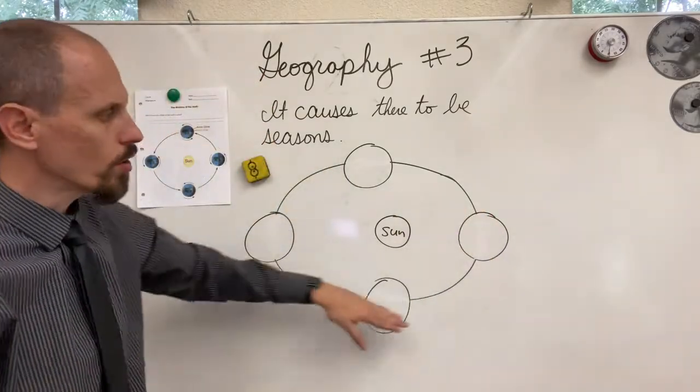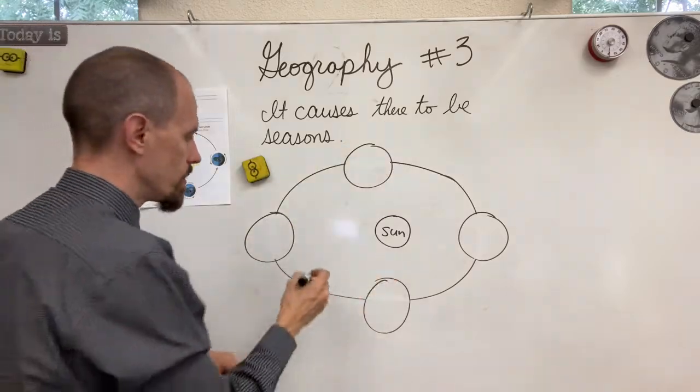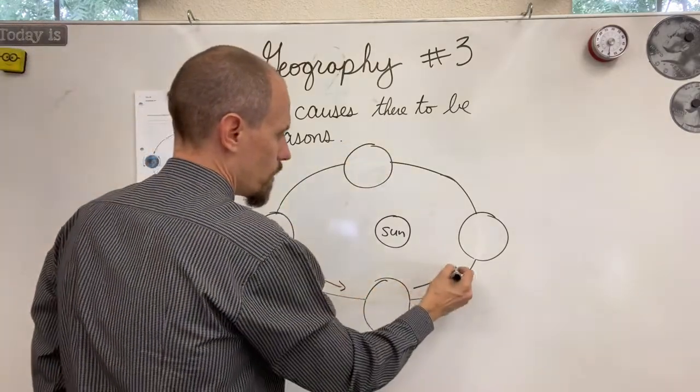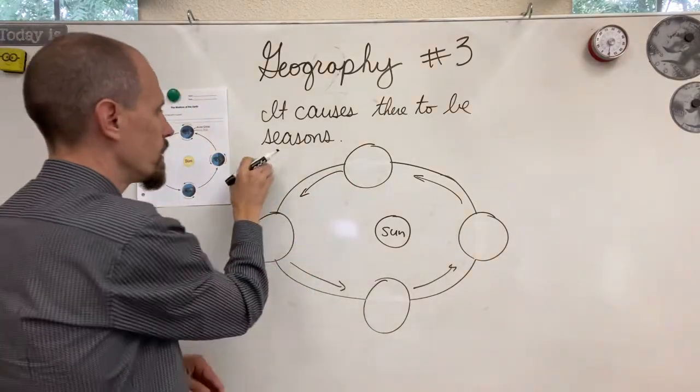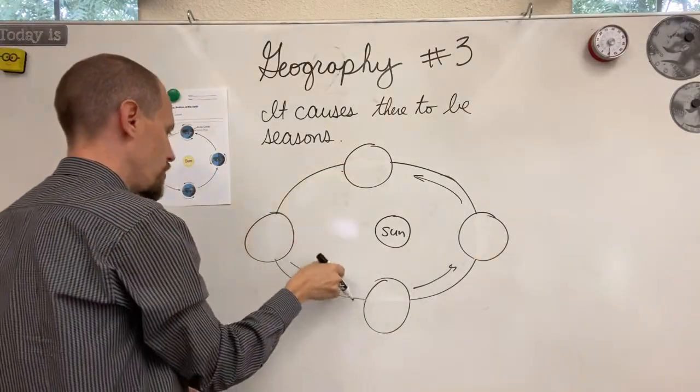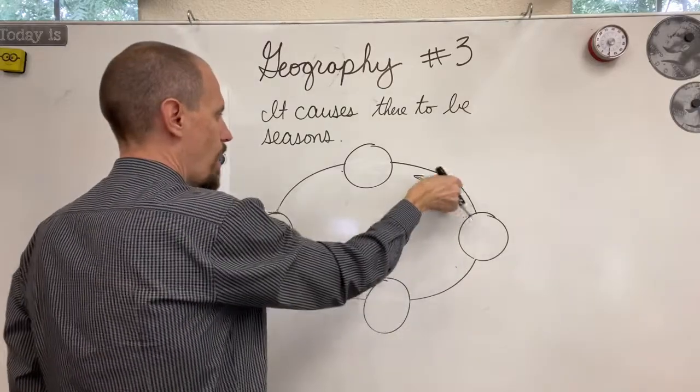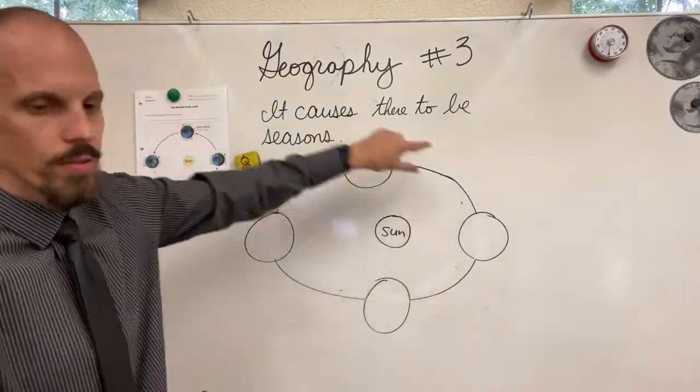So here's the sun, and the earth rotates around the sun. It goes this way, okay? You see your arrows? They're pointing that way. You see how your arrows are pointing? All right? You don't actually need those because you have arrows. So it goes around the sun.